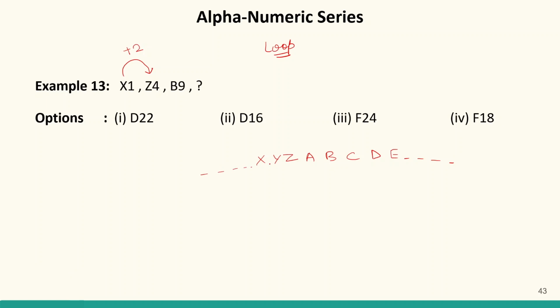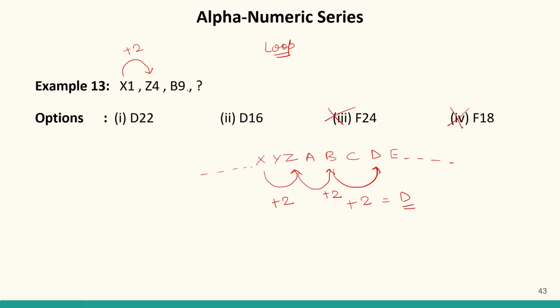So from X we are going to Z. There's an increment of 2 positions. From Z we are going to B. There's an increment of 2 positions. We are following the concept of the loop, right? And from B we'll go 2 positions forward. That is D, eliminating these 2 options.